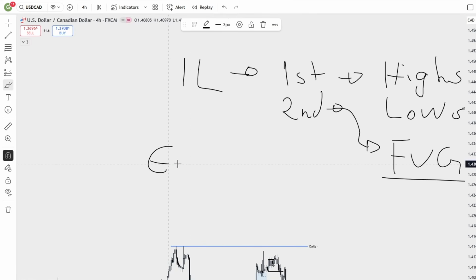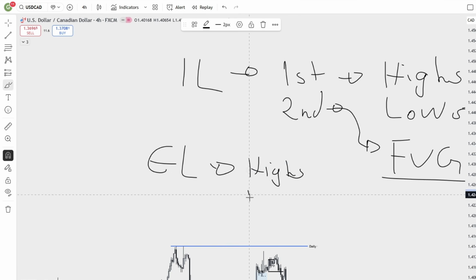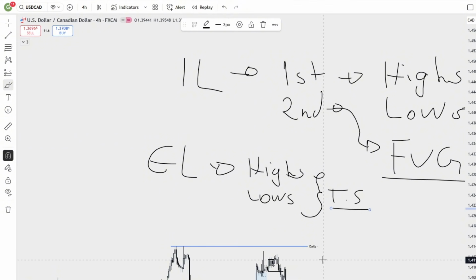And the external liquidity, it's what? Highs and lows who purge the internal liquidity.